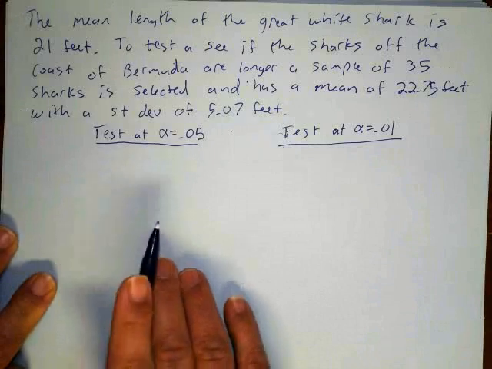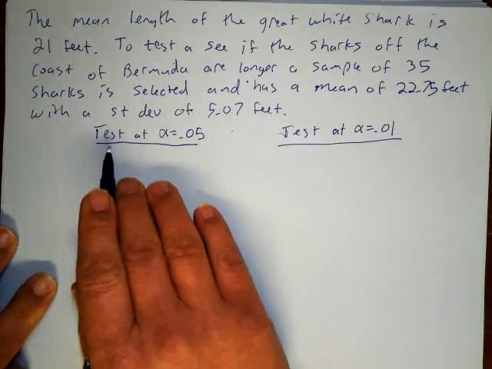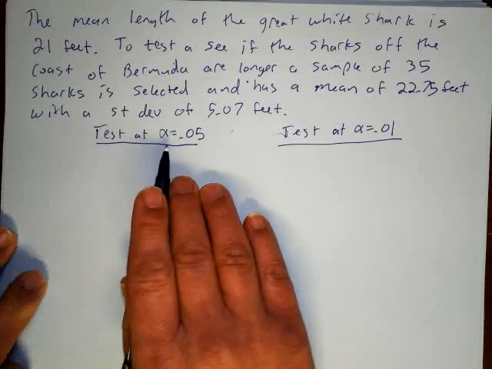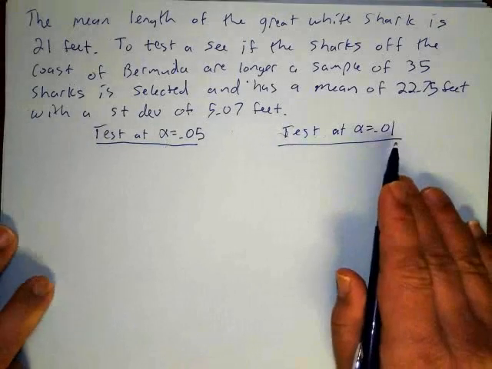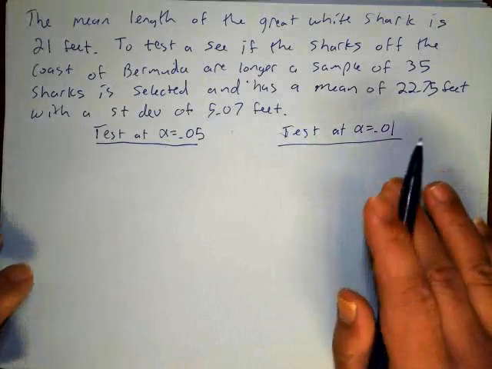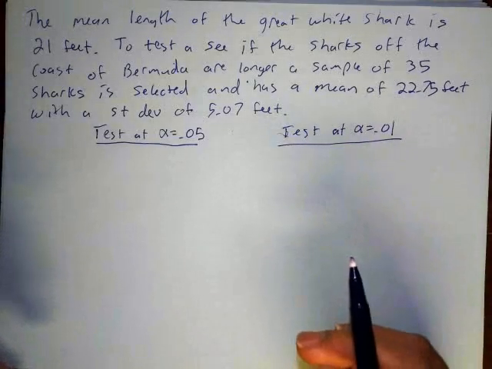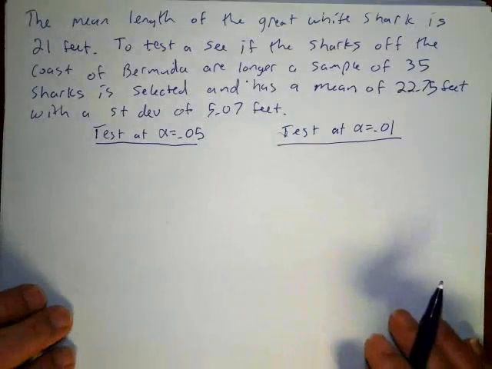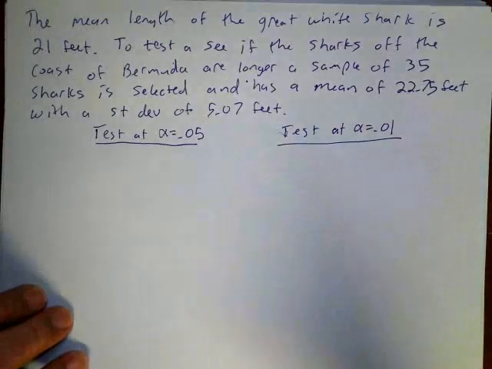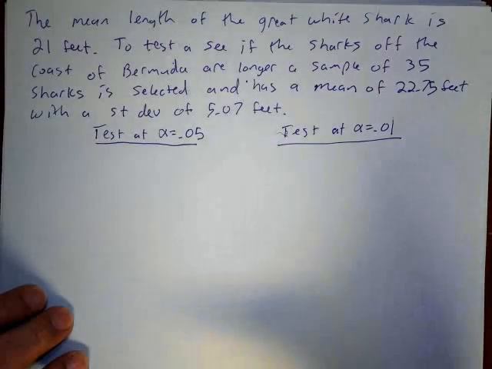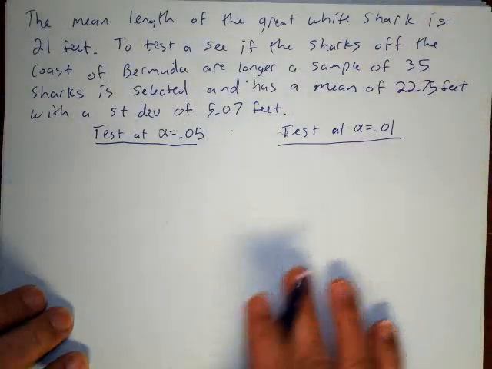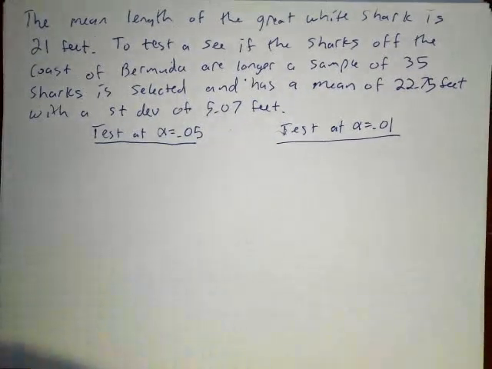What I'm going to have you do in a minute is perform this test at the 0.05 significance level, and then again at the 0.01 significance level. Then compare the results and see if they're different, and if they are, see if you can figure out why. You can pause the video, and when you're done, turn the video back on, and we're going to look at the results of these two tests.